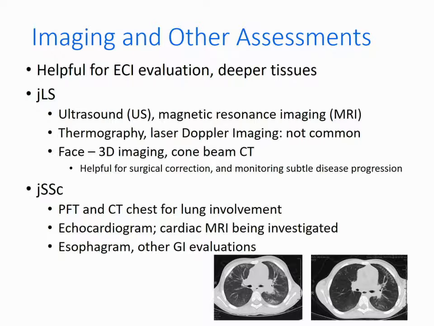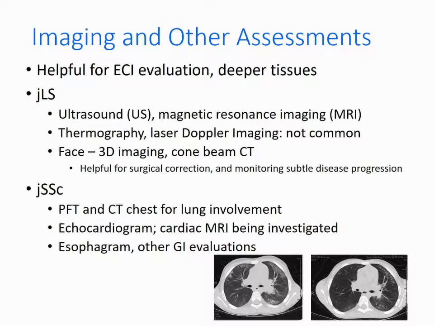Looking forward to that. So imaging and other assessments are also helpful for extracutaneous involvement, especially deeper tissues. For localized disease, we do ultrasound and magnetic resonance imaging, MRI. Thermography has also been done, which is looking at the heat, and laser Doppler imaging looks at the blood flow, which is probably what ends up showing up as heat. Those are more research type tools, not so commonly done. 3D imaging and cone beam CT are helpful for evaluating the patient for potential surgical correction, and possibly for monitoring, though cone beam CT has the disadvantage of radiation.